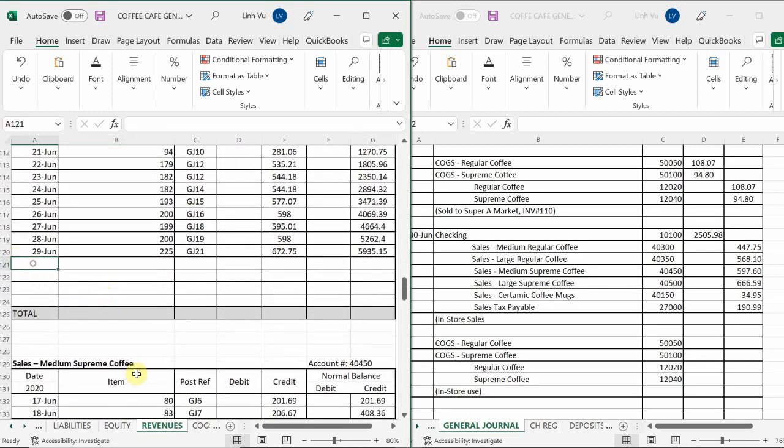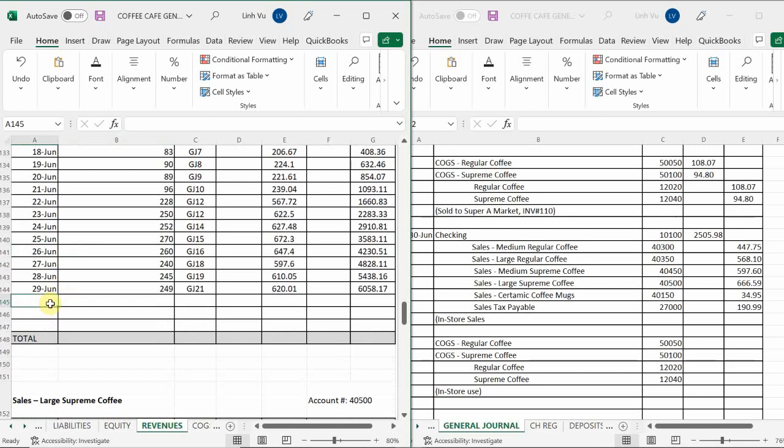And then for large regular, we saw the 190 cups on page 22 for 568.10. And grand total is $6,503.25. Good. 650325. Next.